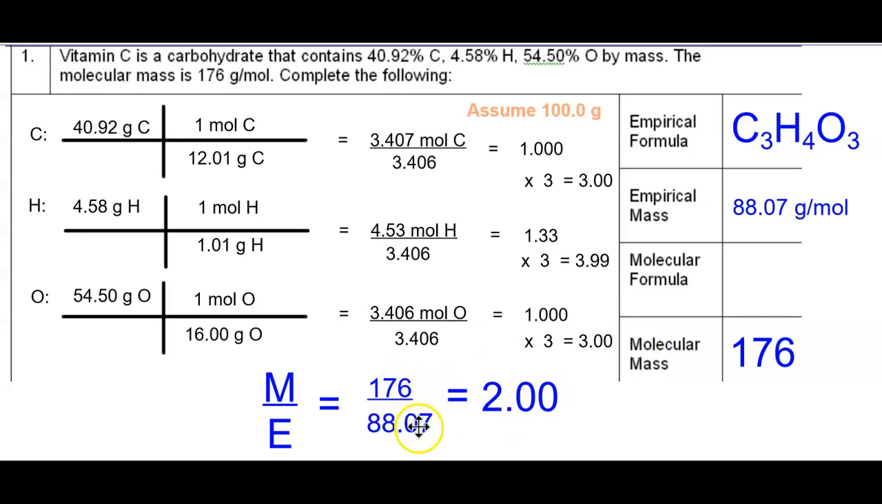Whatever you get for this ME part, I'll call this you got to ME it. When you ME it, whatever your ratio is, that's the factor you multiply your empirical by to get to your molecular. So I will multiply all of these, each atom, by 2. So 2 times 3, 2 times 4, and 2 times 3. When I do that, I get C6H8O6. That completes the problem.